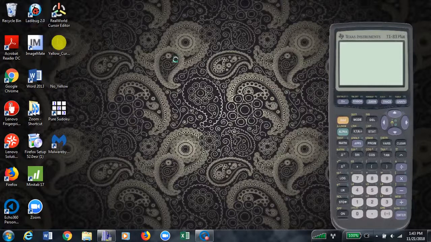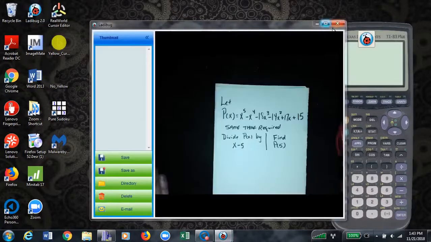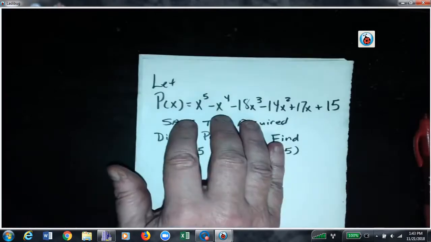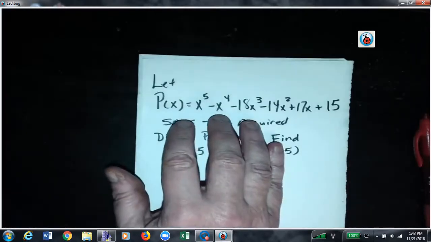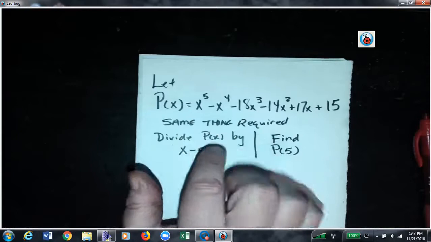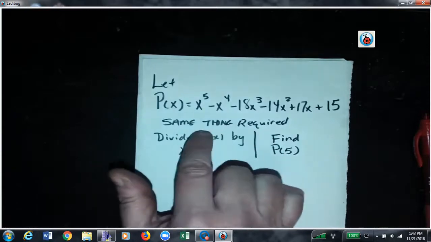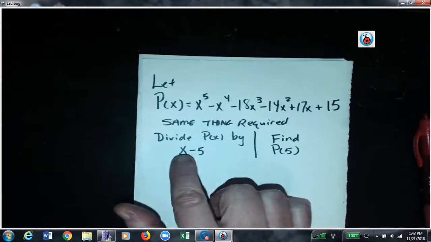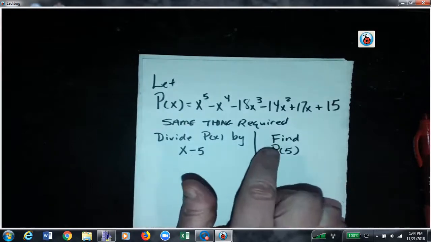Okay, let's get this. Suppose we have a polynomial like this. Then the following two instructions require the same thing. The same calculations are required. Divide p of x by x minus 5 or find p of 5.